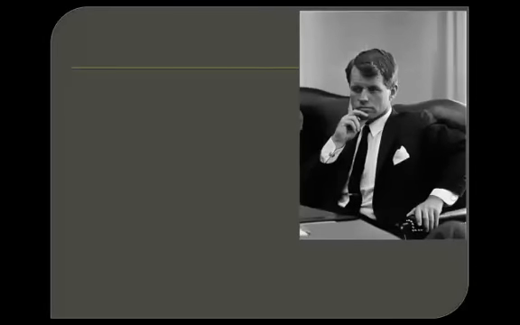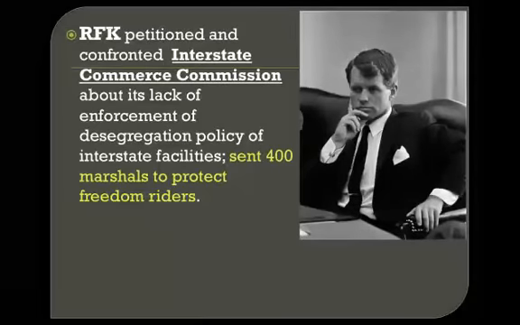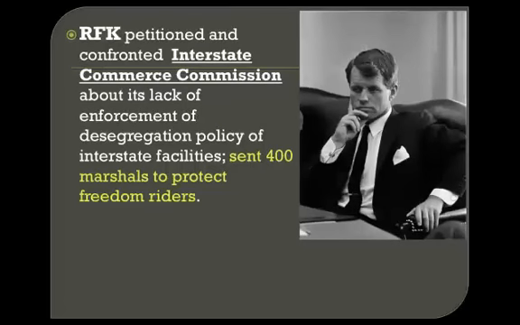RFK petitioned and confronted the ICC, the Interstate Commerce Commission, if you remember, that was established, oh gosh, about 70 years before this period here, about its lack of enforcing the desegregation policy, because that was now federal policy in these interstate facilities. So he also sent 400 federal marshals to protect freedom riders. A federal marshal is kind of like a federal police officer, kind of.